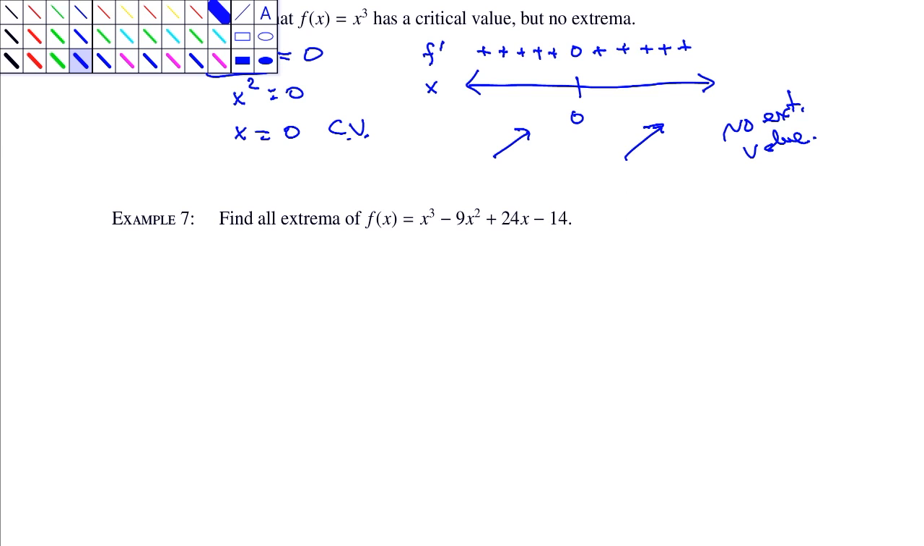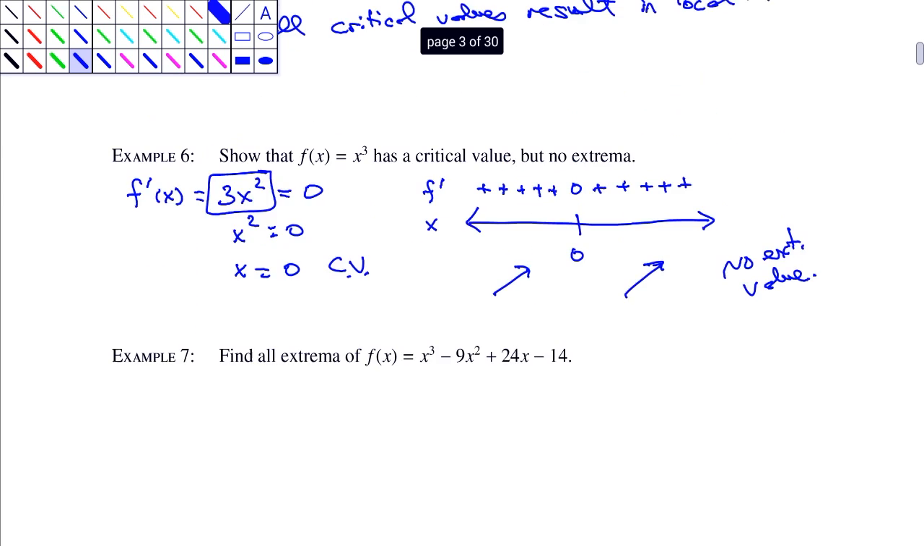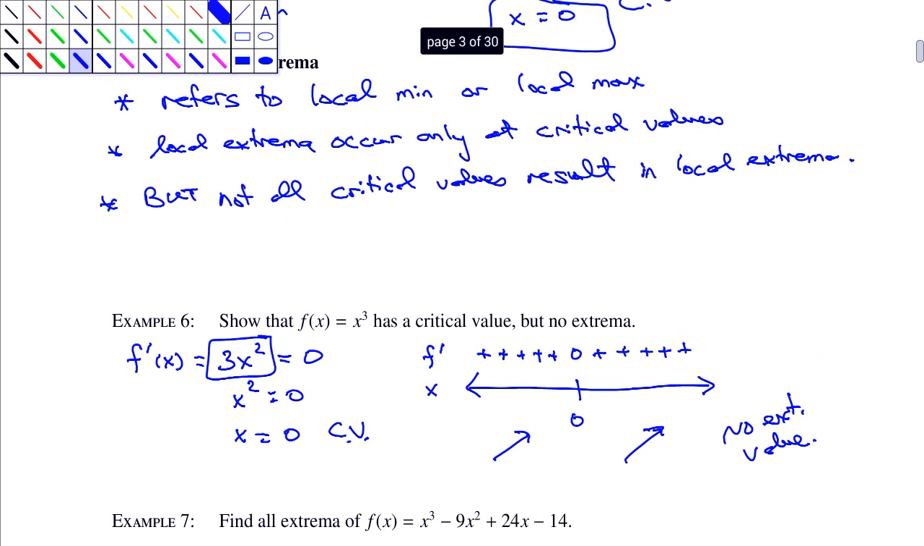Questions over the theorem here. The theorem again states that if you have an extreme value, it must occur at a critical value, but just because you have a critical value does not always result in an extreme value.